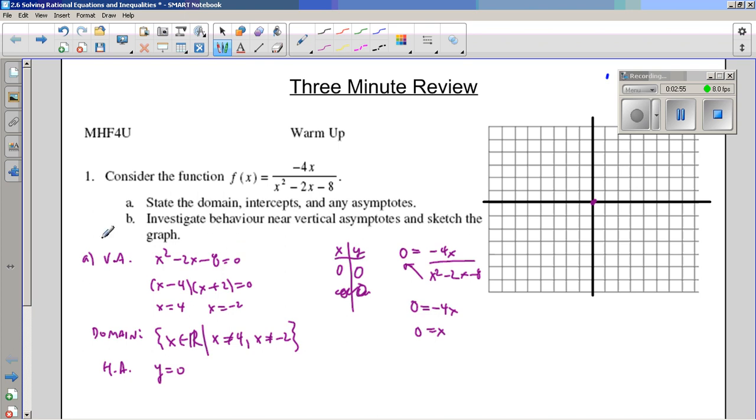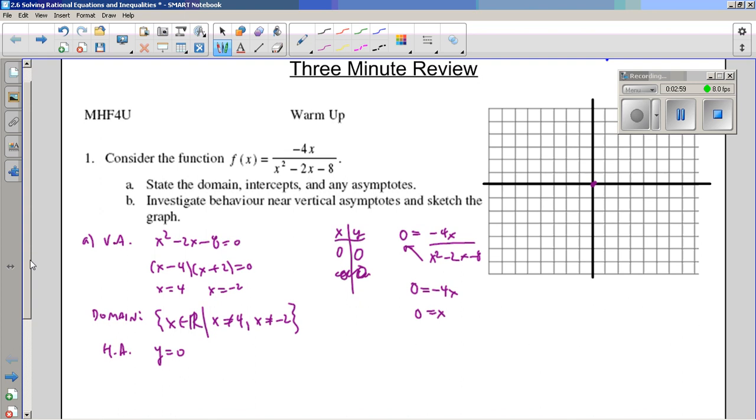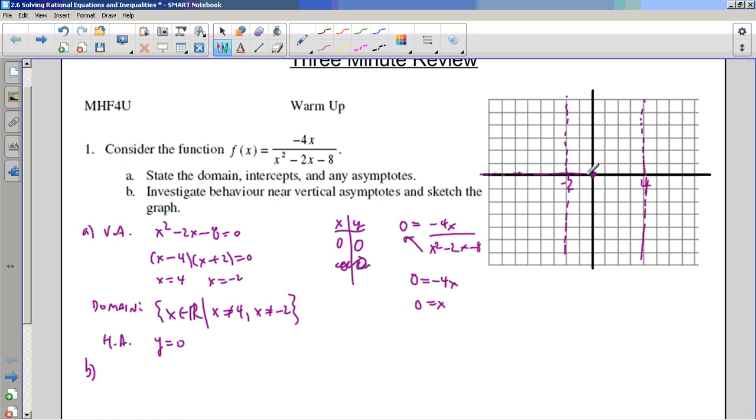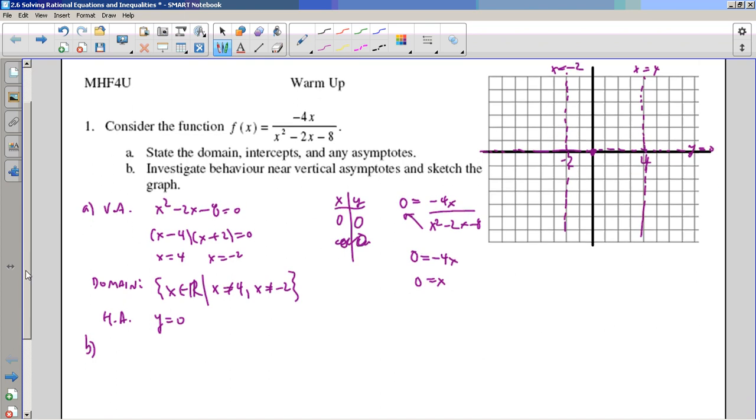So we're going to investigate the behavior near the vertical asymptotes as well. I'm going to actually do the sketch here. X equals 4, x equals -2, and the horizontal asymptote of y equals 0. I should be using a ruler, and you're using a ruler, of course. And then the 1 point here, which seems strange because usually it's this sort of thing or this sort of thing, or we're not sure. So we do have to investigate the behavior near the vertical asymptotes.